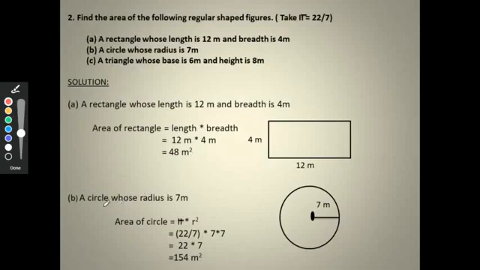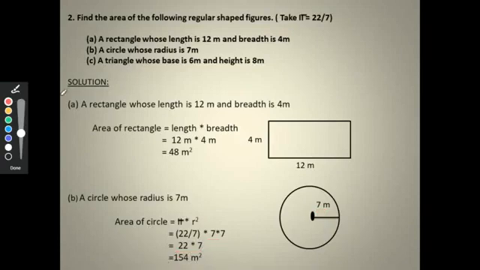Next we have a circle whose radius is 7 meter. So area of circle is equal to pi r square. They have asked us to take the value of pi to be 22 by 7. So the value of pi is 22 by 7 into r square. The radius is given to be 7 meter. So it is 22 by 7 into 7 into 7, which is equal to 22 into 7, which is equal to 154 meter square. So area of circle is equal to 154 meter square.